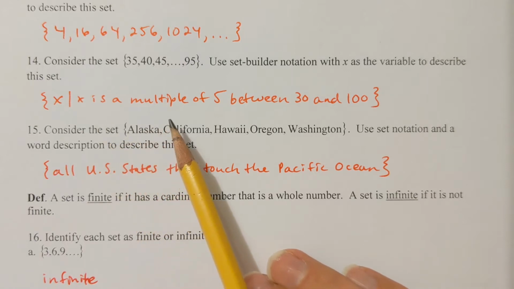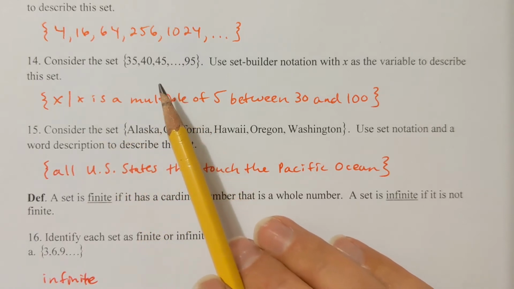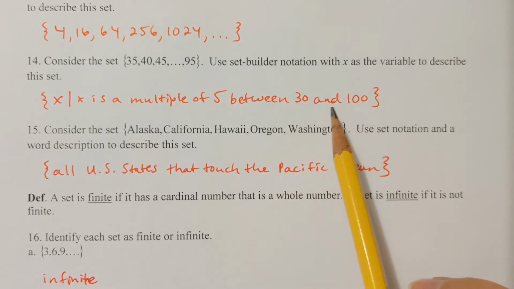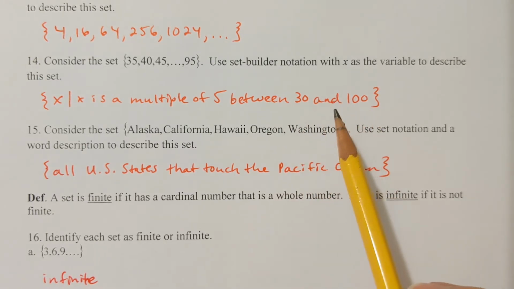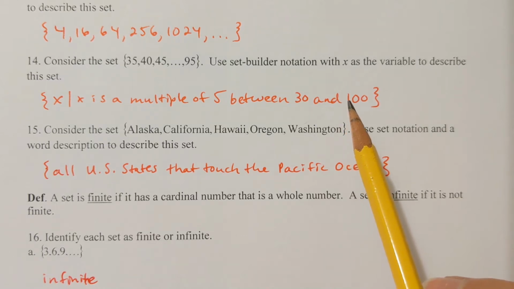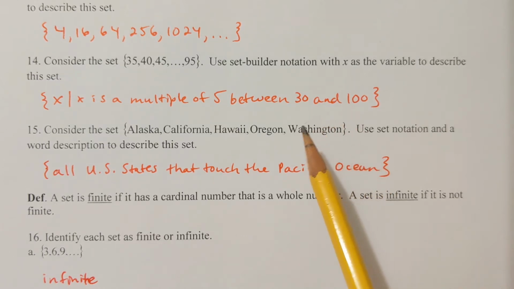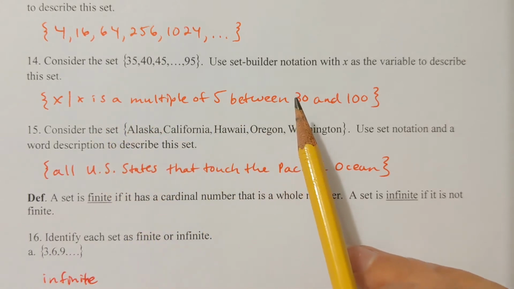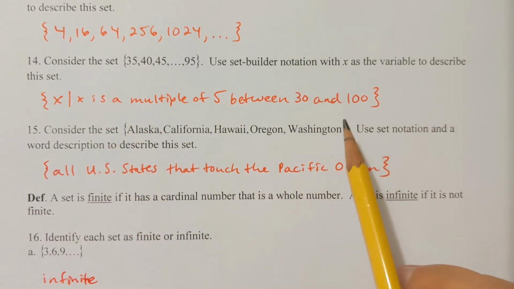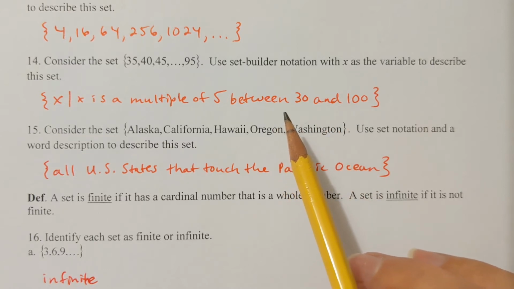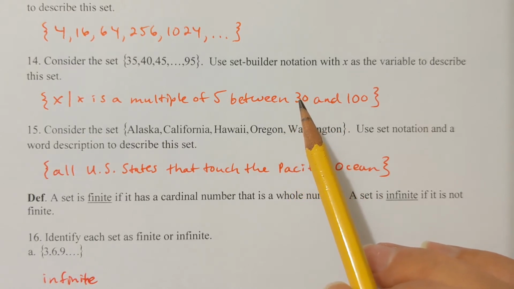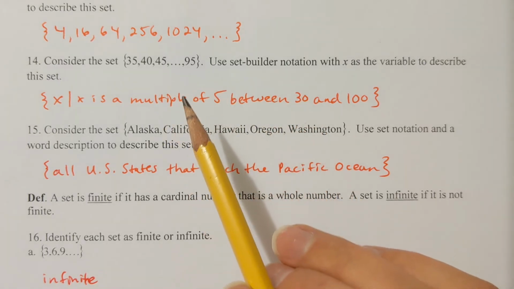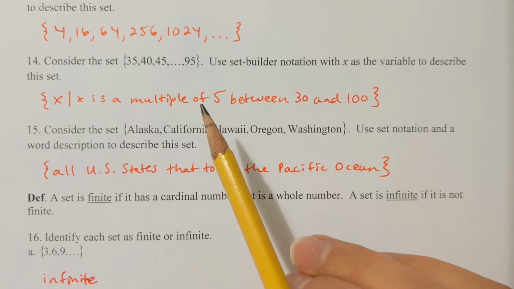So x, here's one answer that I've got. x is a multiple of 5. Okay, so between 30 and 100. Now, if you're between 30 and 100, that does not mean that you include 30 or 100. Okay, and there's several answers that I could give here. I could say the set of all x such that x is a multiple of 5 between 33 and 97. Okay, well, 33 or 97 are not multiples of 5, so that disregards the endpoints altogether, and I would still get the same answer.